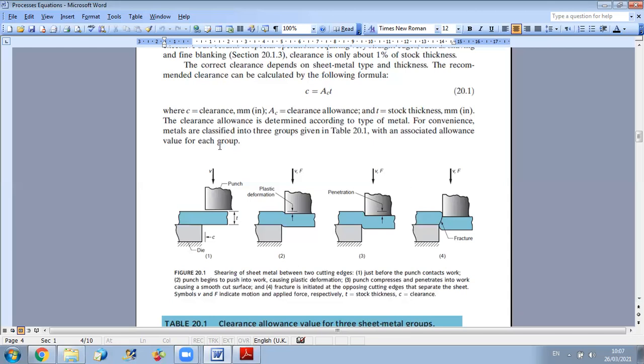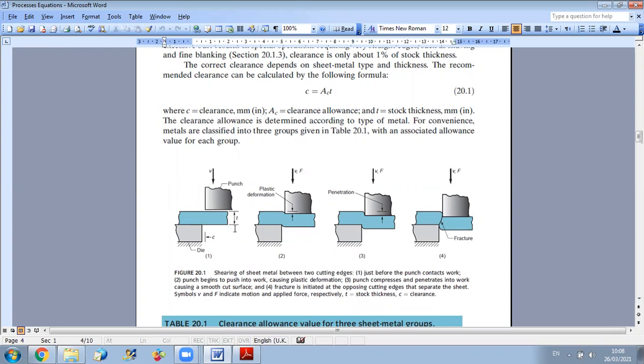In order to calculate what should be the corresponding clearance to use in your cutting operation, you need to know first what type of metal you are dealing with, because this will affect what is called the clearance allowance. The clearance allowance is a property of the metal used. Another factor will be the thickness of your work part.